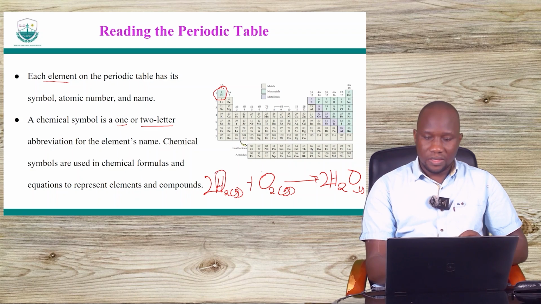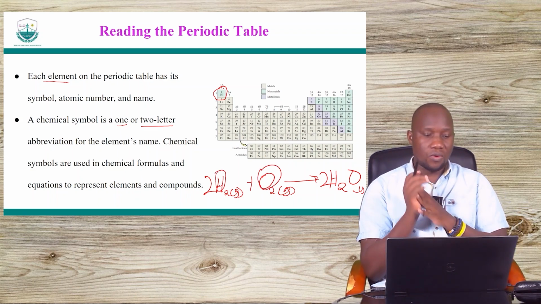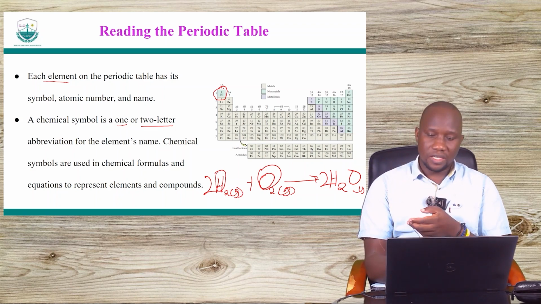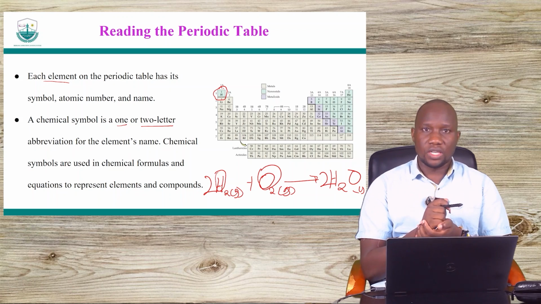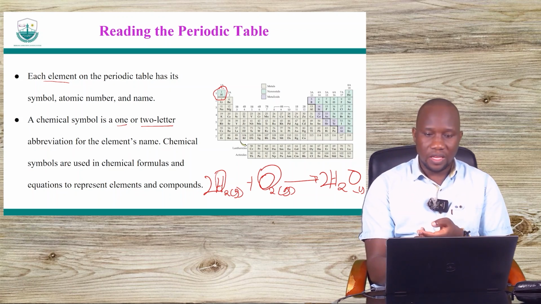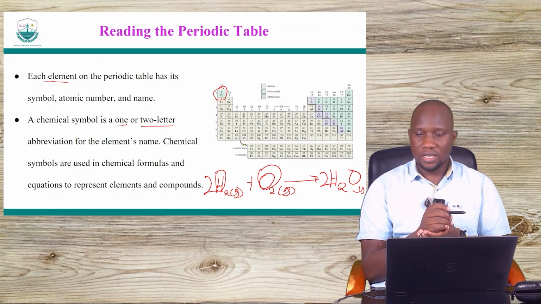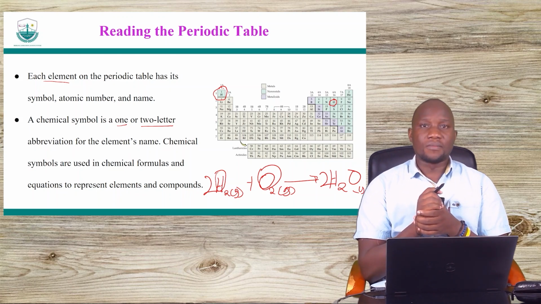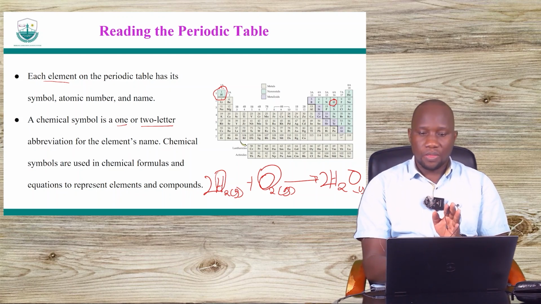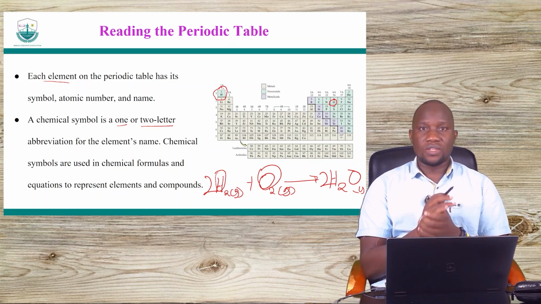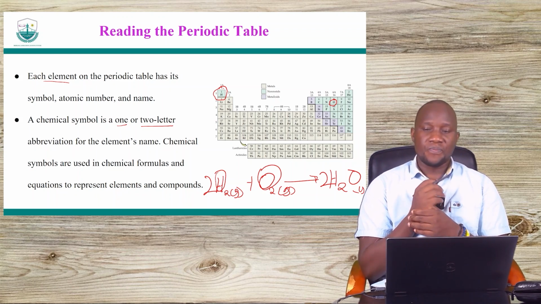These are symbols, okay? Those are chemical symbols. This H represents hydrogen, this O represents oxygen, right? So the first element here is hydrogen, and then oxygen is here. So all these ones here are all symbols for the different elements.